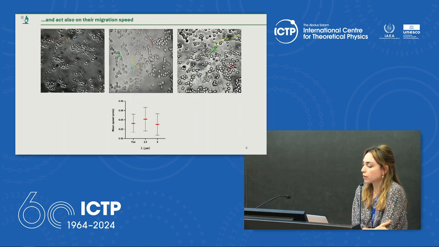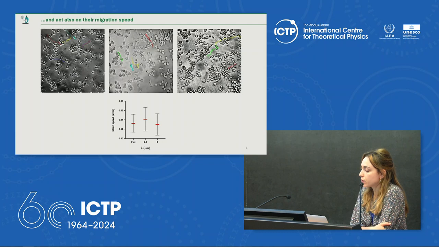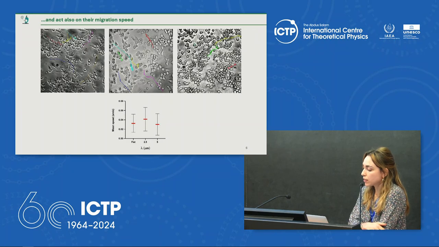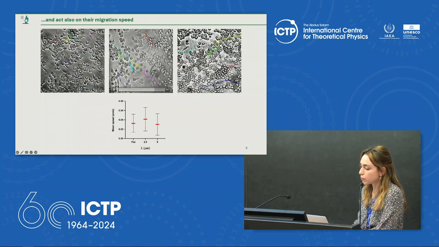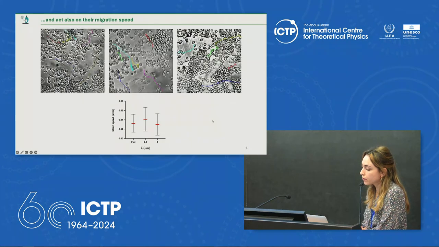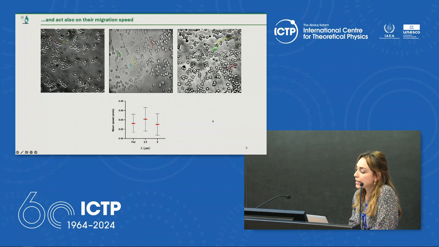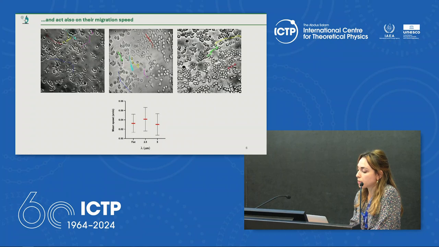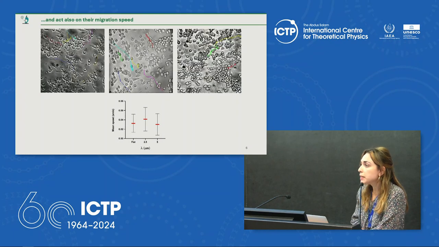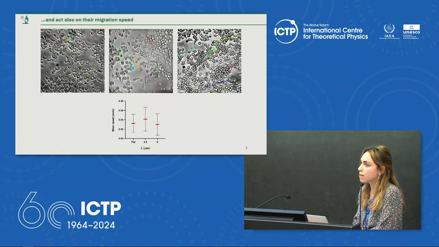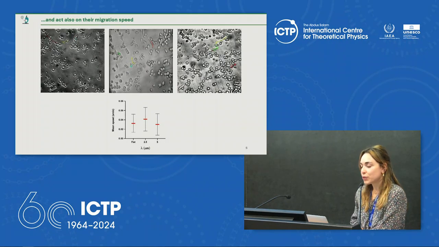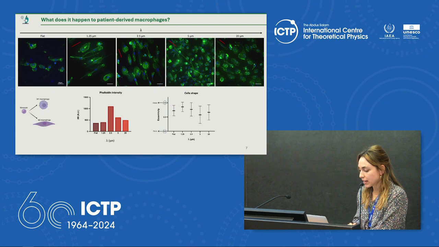Another nice thing was that we cultured cells for approximately 24 hours on these surfaces. You can see here flat, 2.5 micron and 5 micron surfaces. And cells actually migrate towards the main wrinkle direction, but the speed is also influenced by the wrinkle. So then I moved on to patient-derived macrophages to see whether this is also true.